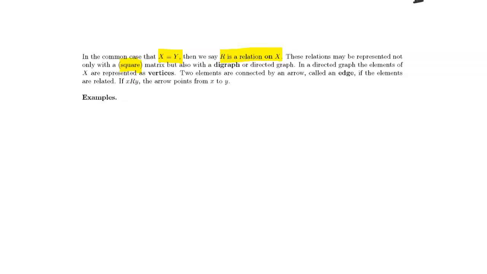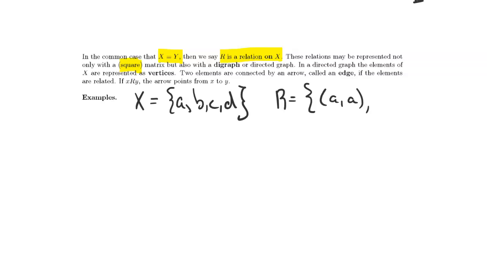Let's have X be the set A, B, C, D. And the relation R on X will be the set of pairs AA, AC, CA, CB, and DA.